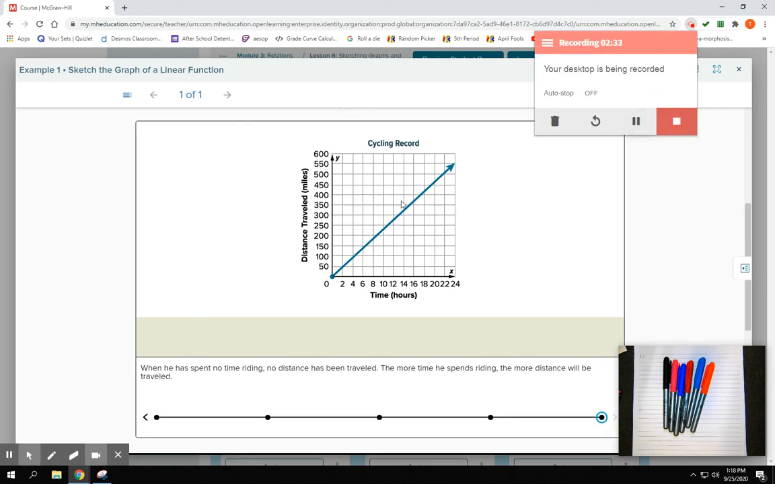And then as a reminder, he traveled 556 miles in 24 hours. So we know that the other point has to be here, which is how we know how steep to make the line.